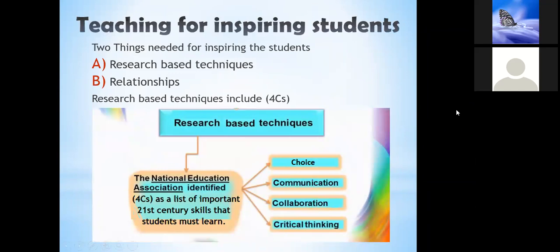Now, teaching for inspiring students. Two things are needed for inspiring the students: research-based techniques and relationships. Research-based techniques include the 4 C's. The National Education Association identified the 4 C's as a list of important 21st century skills that students must learn. The 4 C's are choice, communication, collaboration, and critical thinking.